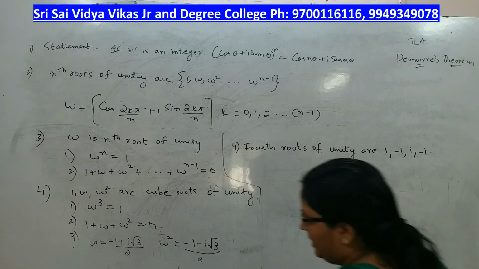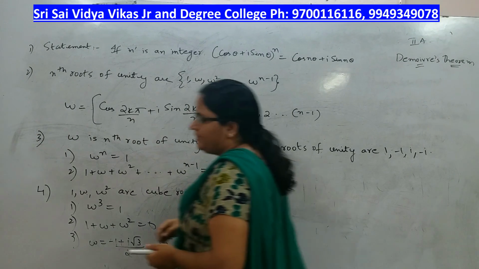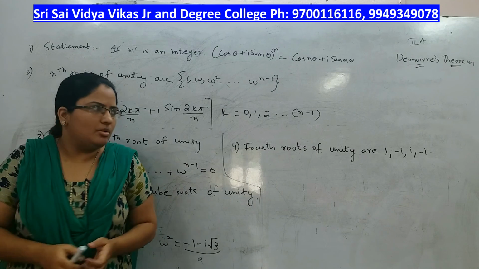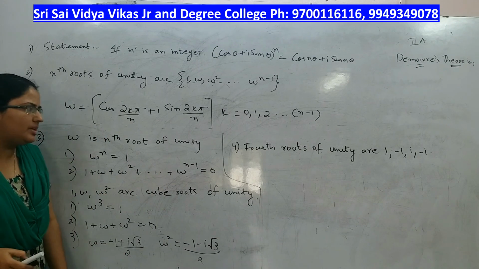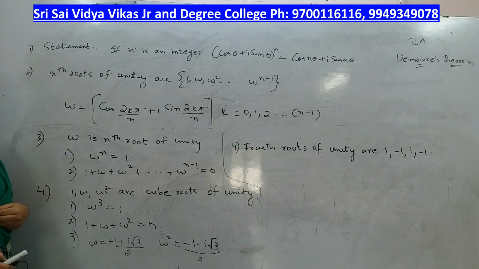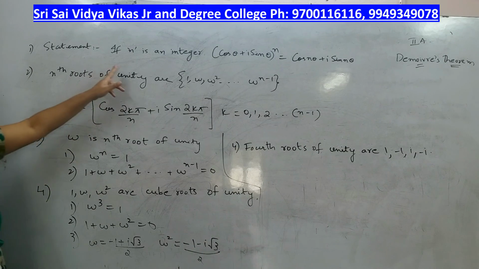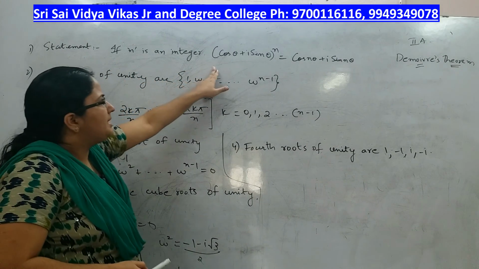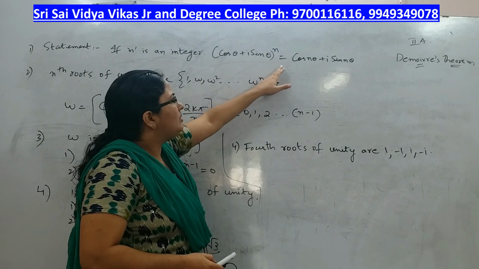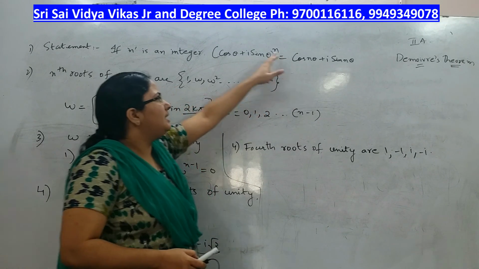Our next chapter that we are discussing is De Moivre's theorem. Before going to De Moivre's theorem, let us discuss some of the important rules and formulae that you have. If n is an integer, (cos theta plus i sin theta) whole power n is equal to cos n theta plus i sin n theta. n will come down.